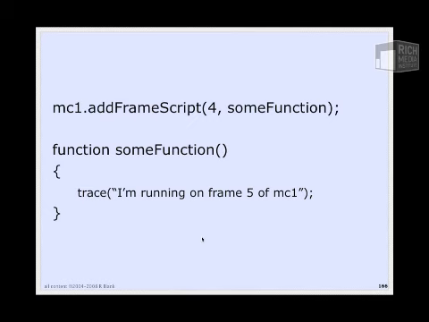So here's a really simple example. In this example, we have a movie clip called MC1. And we're going to add a frame script to frame 5 of MC1. Remember, this is zero-based, so 4 means frame 5. And when we run frame 5 of MC1, we're going to call some function. And in some function, we run a trace statement. In this case, I'm running on frame 5 of MC1.